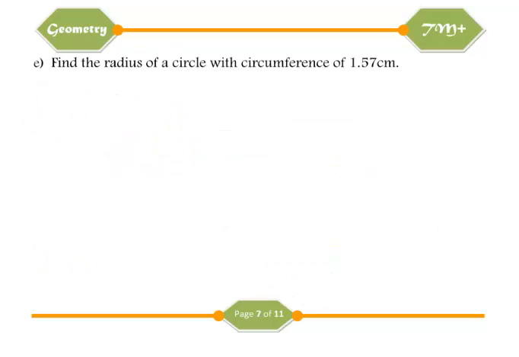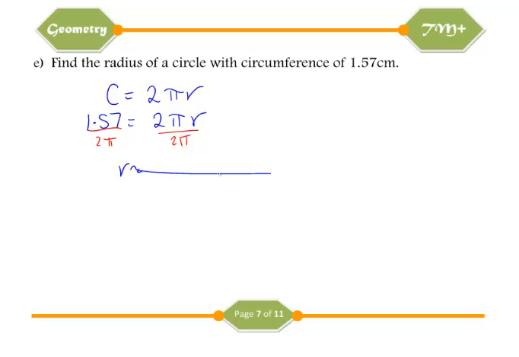Okay, last one, find the radius of a circle with circumference 1.5 centimetres. Well, circumference is given by 2 pi r. So 1.57 equals 2 pi r. I need to get rid of the 2 pi, so I'm going to divide both sides by 2 pi. Again, use the pi in your calculator. So r ends up being approximately 0.25 millimetres.